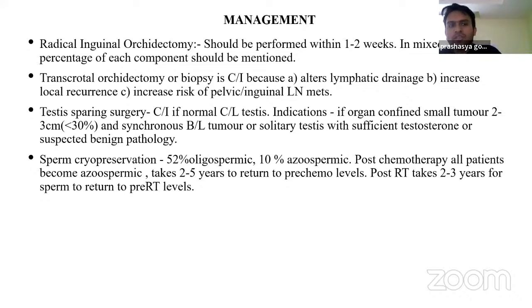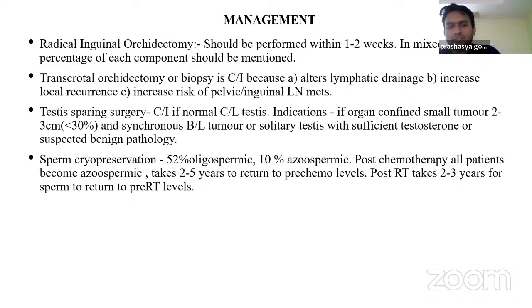Another option is testis sparing surgery. It is completely contraindicated if the patient has a normal contralateral testis. The indication for testis sparing surgery is if the disease is small, 2 to 3 centimeters, and occupies less than 30% of the testis, with the presence of a synchronous bilateral tumor, or in the presence of a solitary testis, or if a benign pathology is suspected.